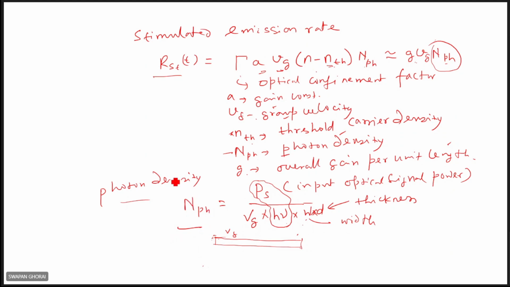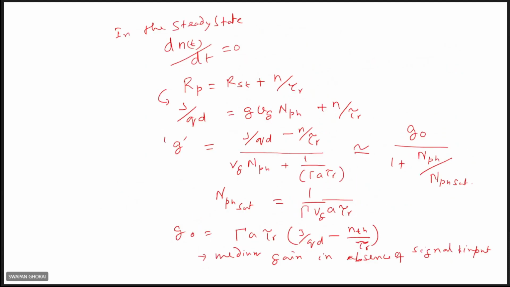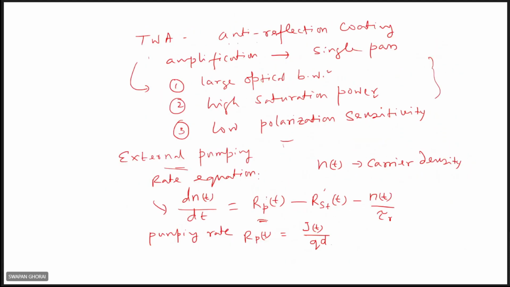Once you know the photon density, you can estimate the stimulated emission rate. And in the steady state, this is the rate equation. In the steady state, you can consider dN by dt equal to 0. If you put that in, then this will be 0 in the steady state, so R_P will be equal to R_ST plus N by tau_R.